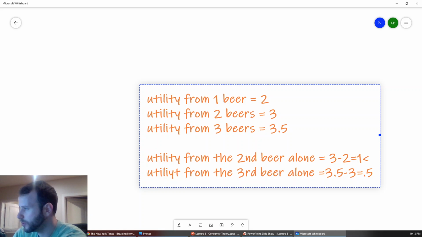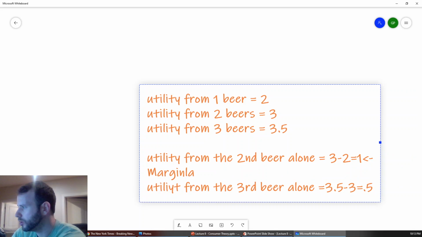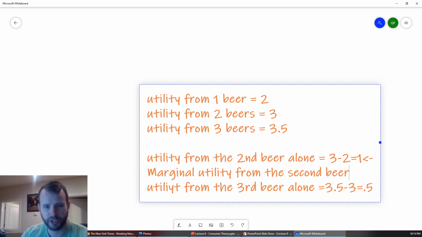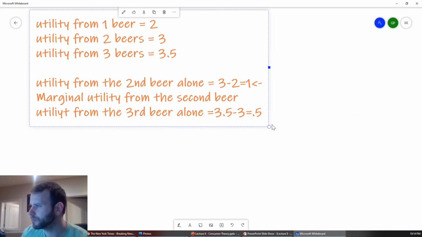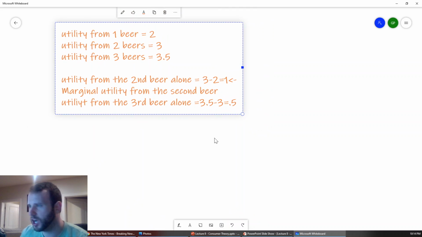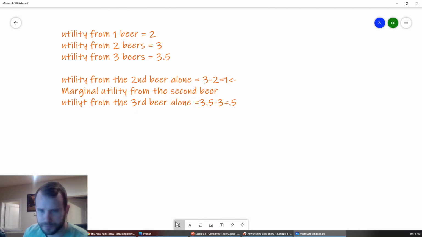So marginal utility from the second beer is 1. The marginal utility from the third beer is 0.5. And I chose a particular fashion for the utility I get from beer.